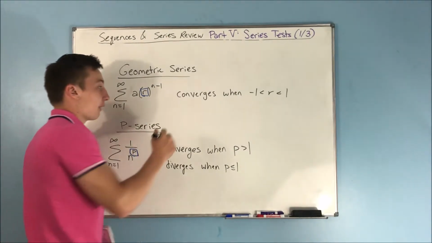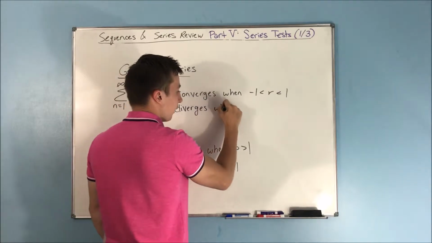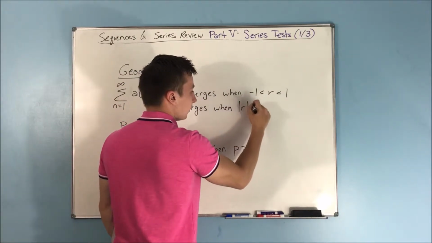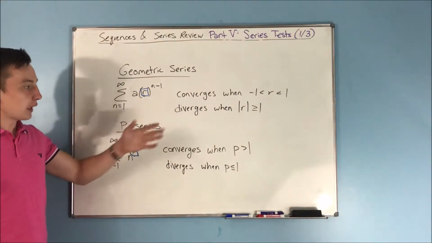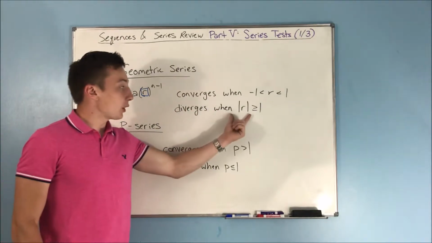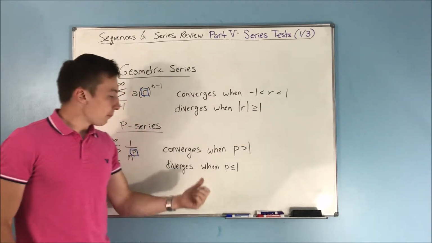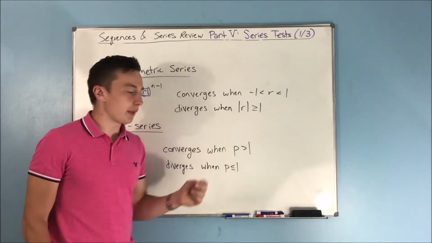If the absolute value of r is greater than or equal to 1, then this geometric series is going to diverge. I should have included that too: it diverges when the absolute value of r is greater than or equal to 1. So you can see that it's kind of the opposite. The geometric series diverges when the absolute value of r is greater than or equal to 1, and the p-series diverges when p is less than or equal to 1.